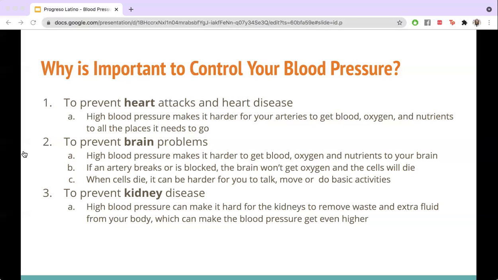And 3, controlling your blood pressure is important for preventing kidney disease. High blood pressure can make it harder for the kidneys to remove waste and extra fluid, partially because those arteries are stiff. And this can make the blood pressure get even higher.